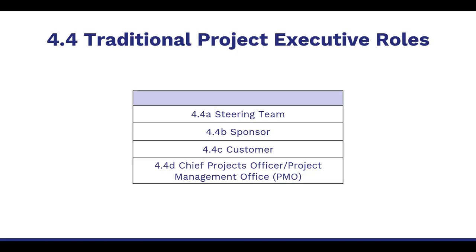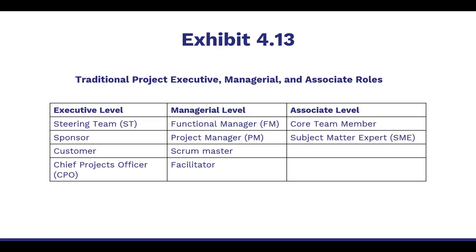Now let's talk about traditional project executive roles. We have what's called the steering team. We have the sponsor, and now the customer. Then we have the chief project officer / project management office, otherwise known as the PMO. Traditional project executive, managerial, and associate roles. So we have what we call the steering team. You have the sponsor, and you have the customer, and we have the chief projects officer, which we'll go over in later slides.